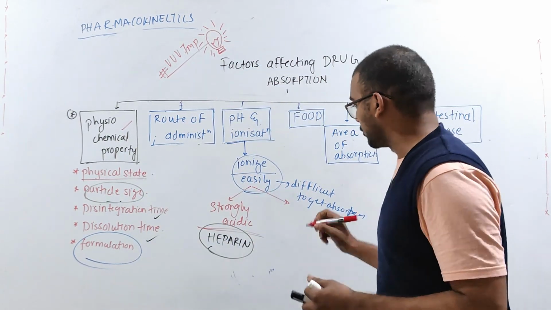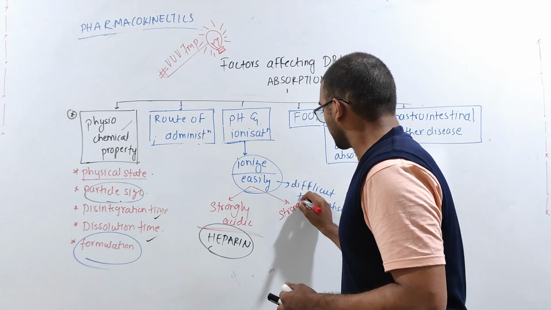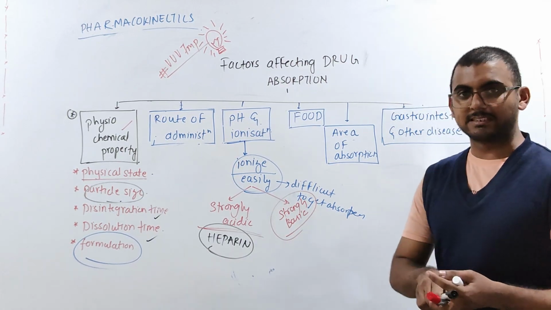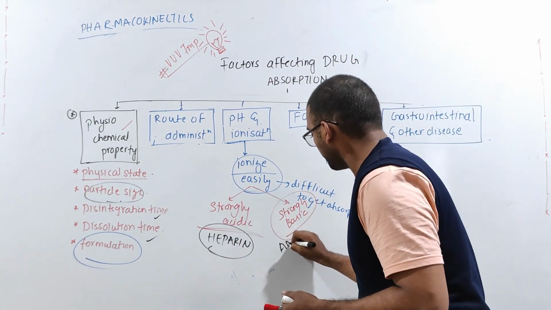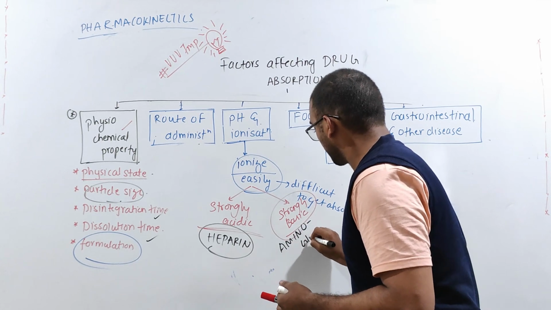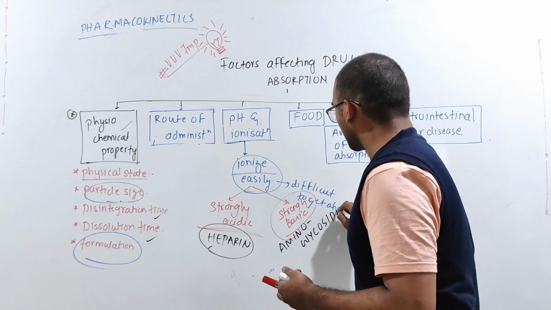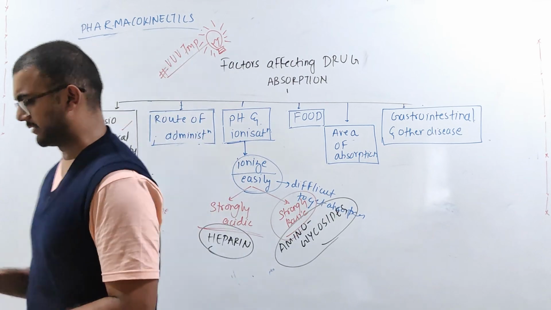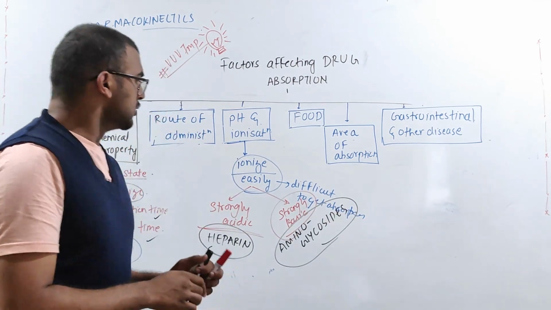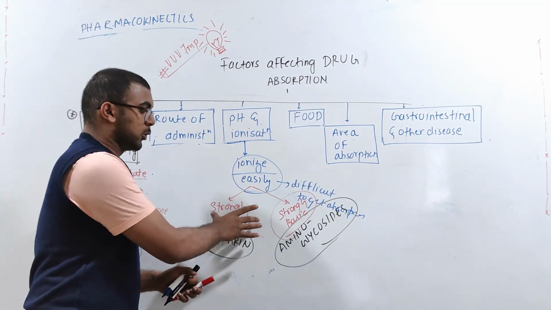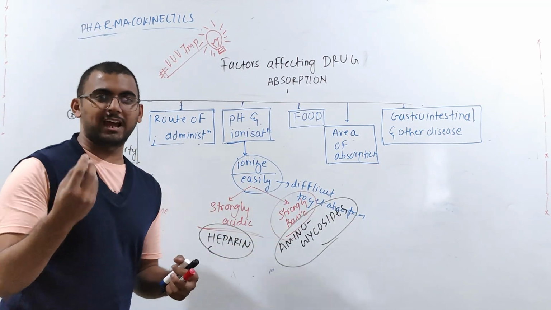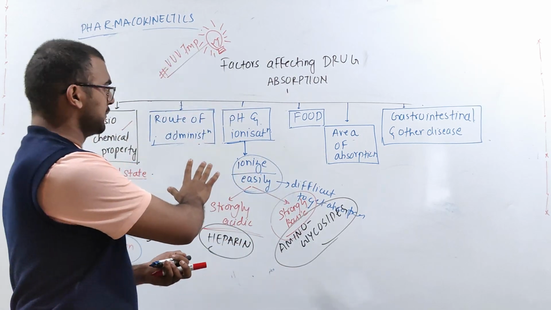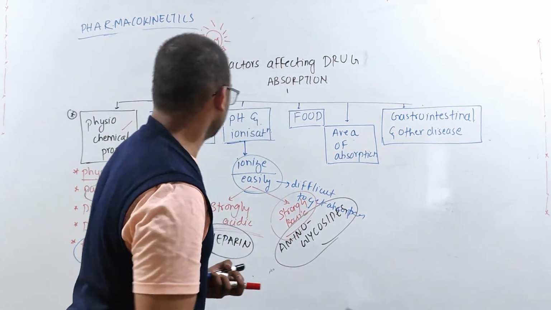Now, what about the next one? That is strongly basic drugs. The strongly basic drugs are the aminoglycosides. Aminoglycosides come under the category of antibiotics. So those drugs which are either strongly acidic or strongly basic will have difficulty in absorption. I hope it is clear till the pH and ionization. Okay, fine. Now let's go for the next one.